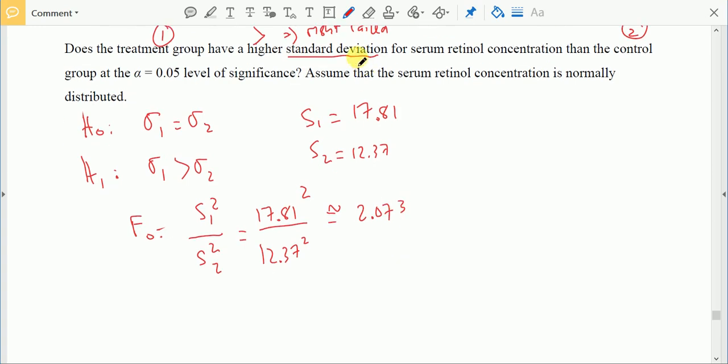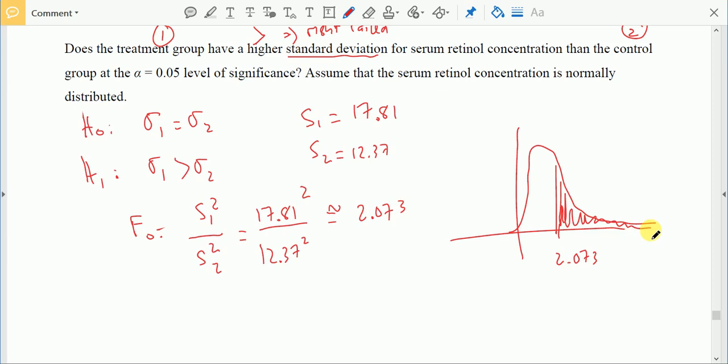Now this is the right tail, so let's draw the graph, the curve. You should get a curve something like that here. On the right tail, we get the test statistic, maybe 2.073 around here, and we are looking at the right tail, so we go from here all the way to the right. So for the p-value, again with the F statistic, you have to use FCDF. The lower bound is 2.073, and the upper bound is all the way to the right because this is the right tail, so we go to 10 to the 99.